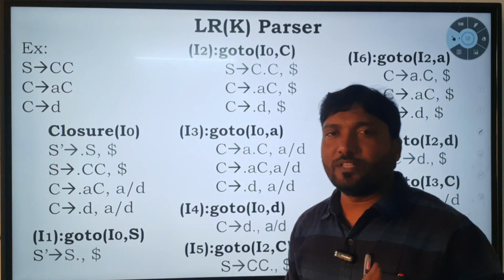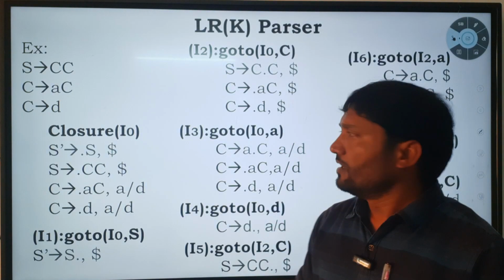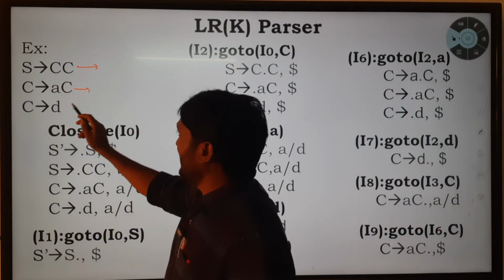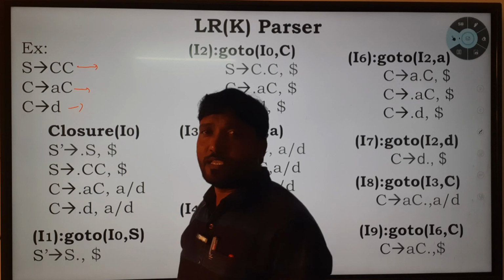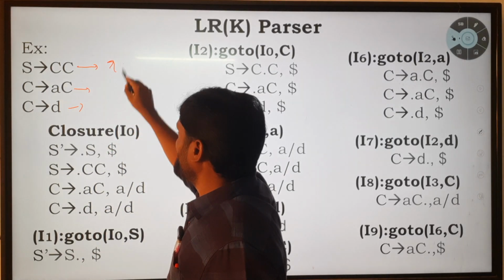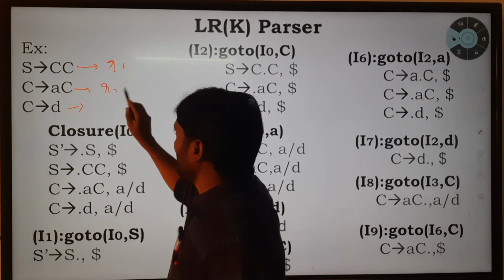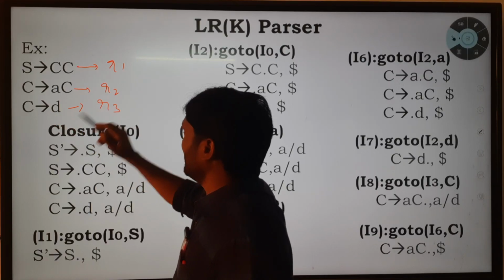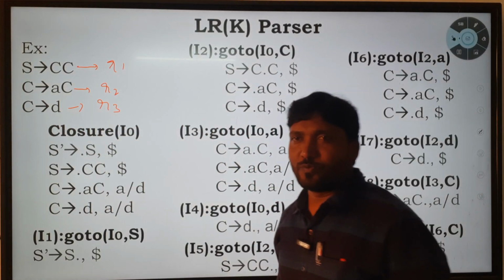To fill the reduce function, we have to take all the given context free grammar productions. S derives CC is R1, C derives AC is R2, and C derives D is R3. Remember this.